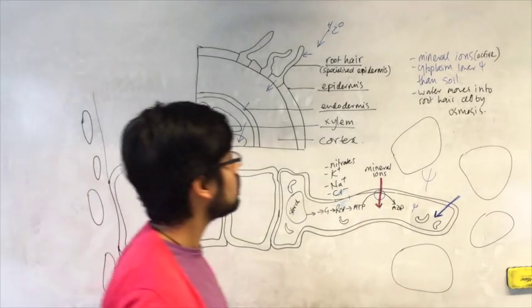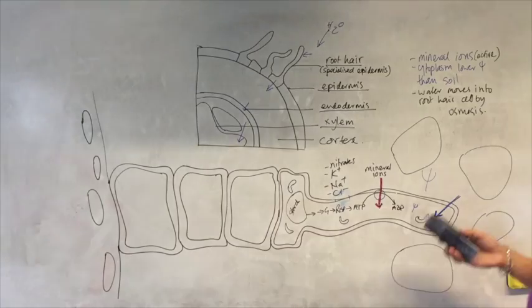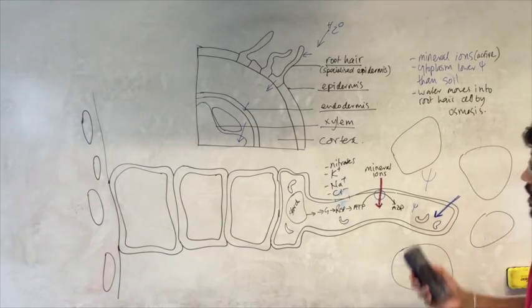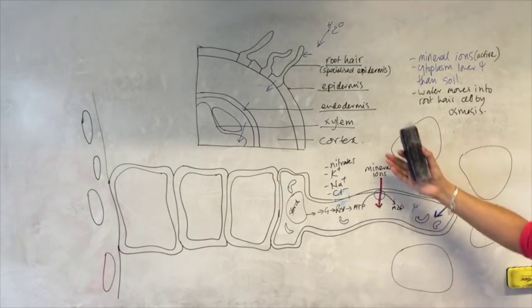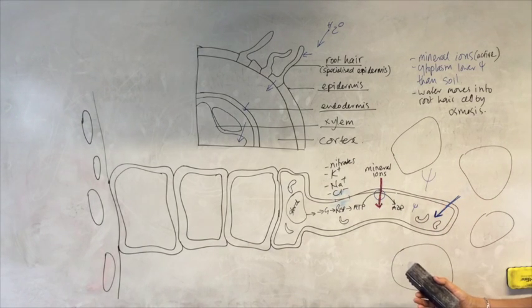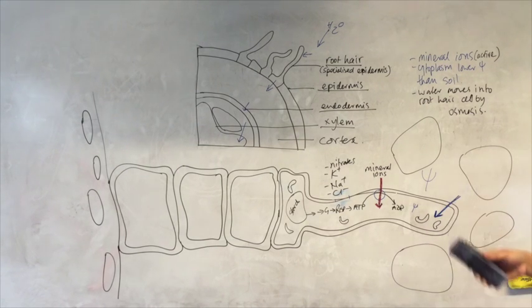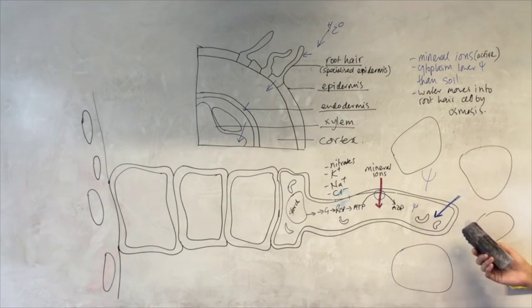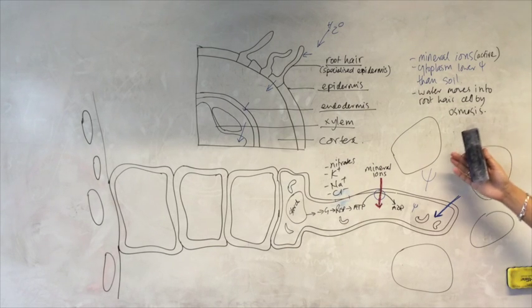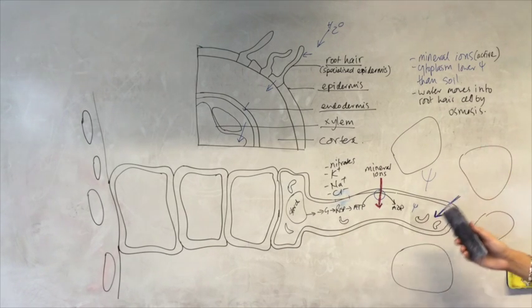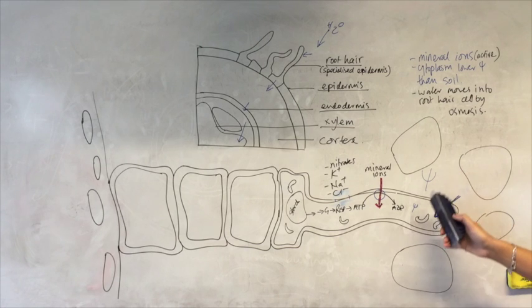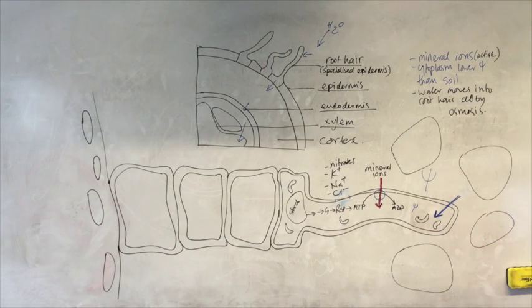Okay, so to continue then, so far what we've done is actively transported mineral ions into the root hair cell. That lowers the water potential of the cytoplasm of the root hair cell relative to the soil and the water in the soil, and therefore water moves in by osmosis from a high water potential to a low water potential.